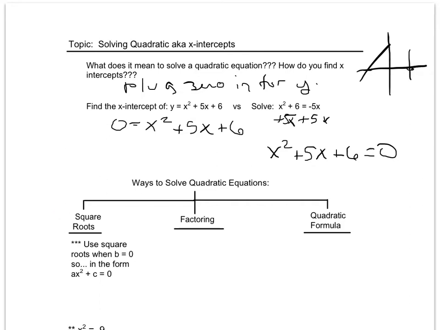Each of the 3 methods works best at different points. Using square roots works best if you have no linear term, so your b equals 0, in the form ax squared plus c equals 0, or ax squared plus c equals some number. So let's go ahead and look at some examples of that.